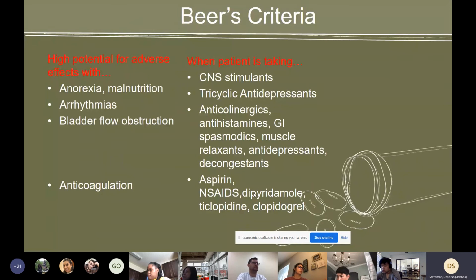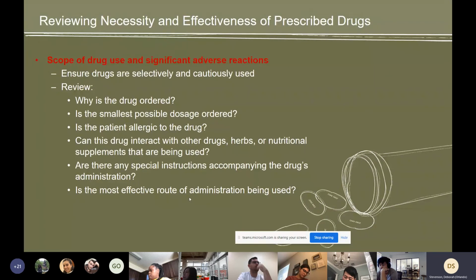And of course, if they're on aspirin or NSAIDs, Plavix, which is clopidogrel, well, then obviously there can be some high adverse effects with anticoagulation. It could happen also in younger people or younger adults. However, it's much more prominent in the older population. So just remember, this is important. Be sure you know the scope of drug use and significant adverse reactions.